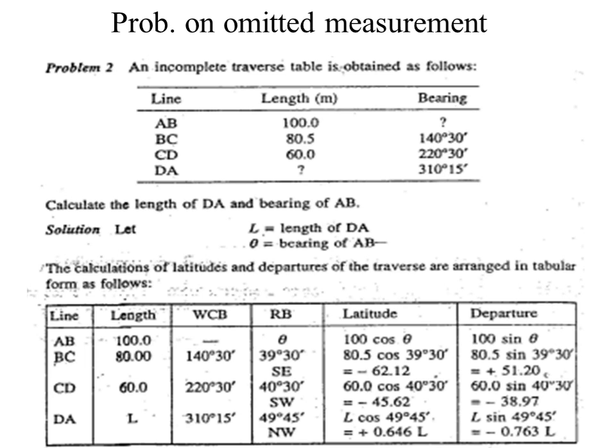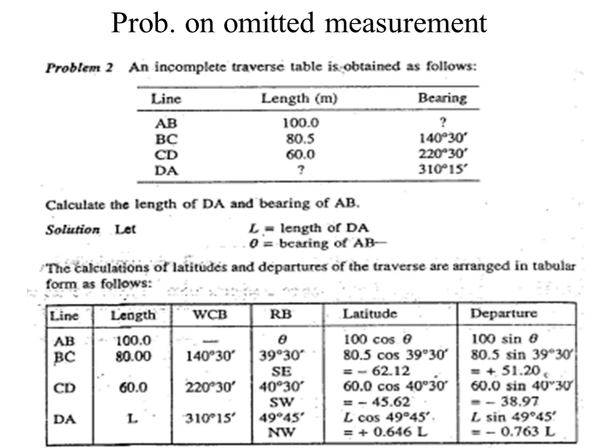So we can calculate latitude and departure as 100 cos theta and 100 sin theta. Similarly for line BC, which has a length of 80, and 39 degrees 30 minutes is the theta value. So 80 into cos 39 degrees 30 minutes. Since the latitude is measured towards south, it is considered minus, so minus 62.12. Similarly, the departure of line BC is 80 into sine 39 degrees 30 minutes. Since it is measured towards east, it is positive.